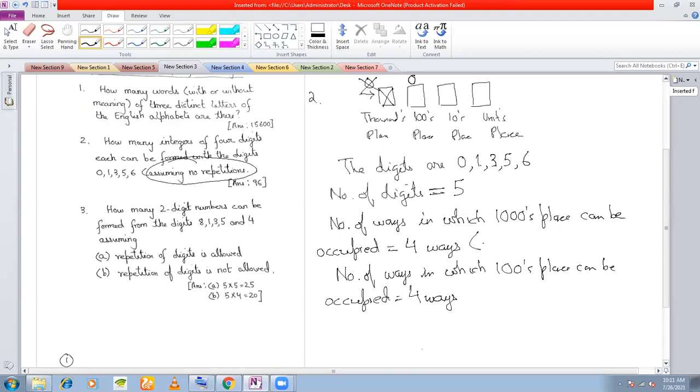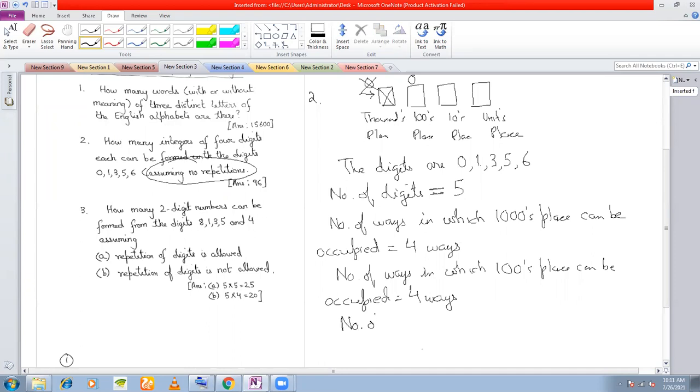Let's write it here in brackets. You can put a 1 or 3 or 5 or 6. And here you can put in 3 or 4 ways. But the point here is that you cannot put a 0 in the first place. You can put a 0 in the next place. That is in the hundreds place you can put, right? So still 4 digits are there.